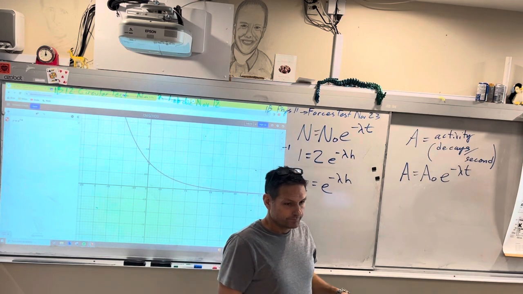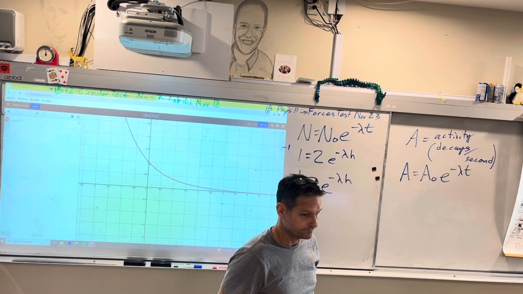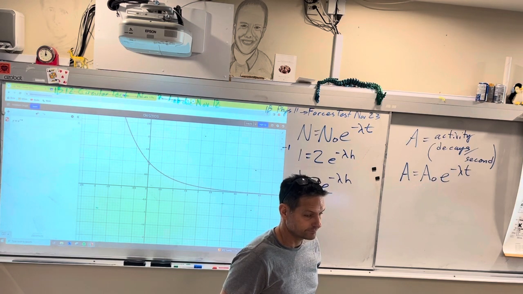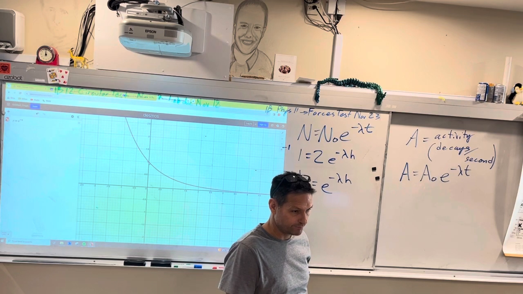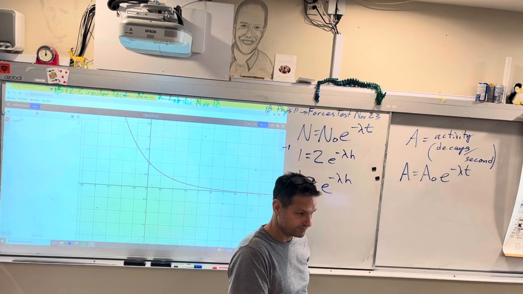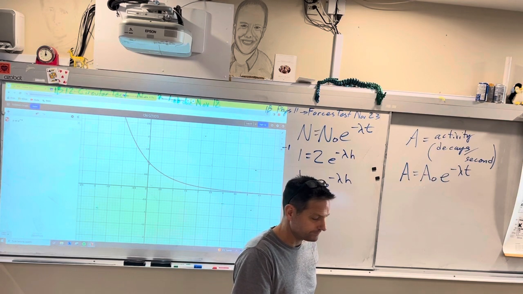But you said that when the 100 becomes 50, the lambda becomes... Oh no, never mind. Actually, yeah, lambda stays the same, but the activity decreases by the same factor that your nuclei decrease. Okay.